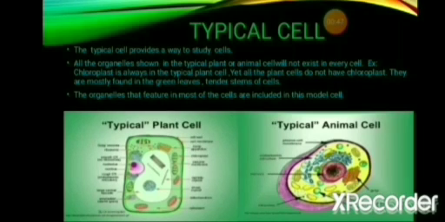See these slides for typical plant cell and animal cells. Yes, children, some more questions. First one is write down the differences between plant cell and animal cell. Draw the diagram of typical plant and animal cells in your notebook.